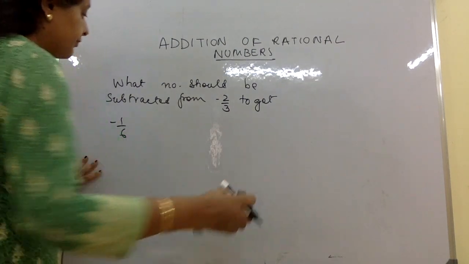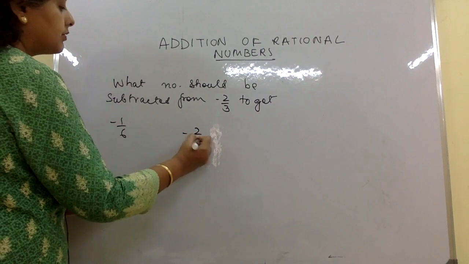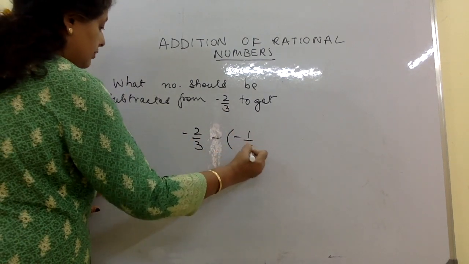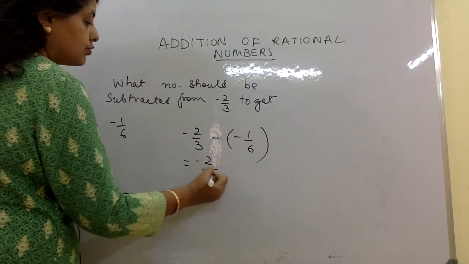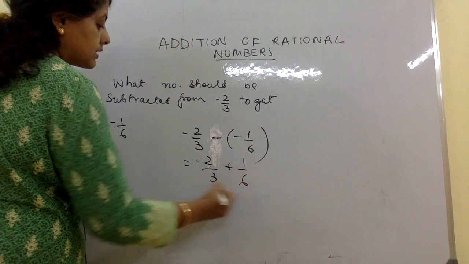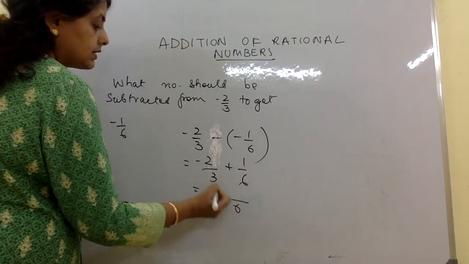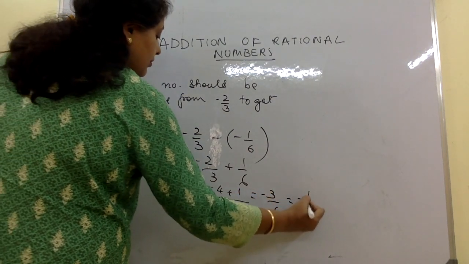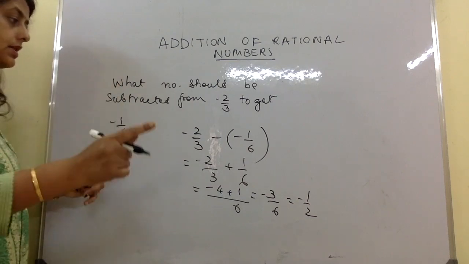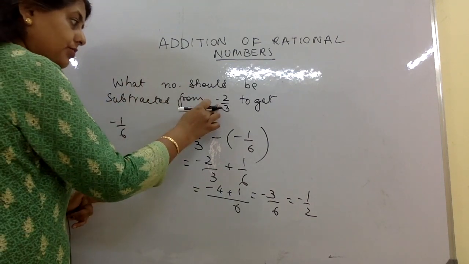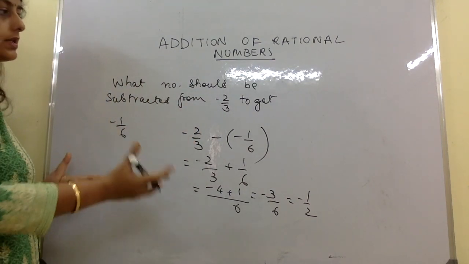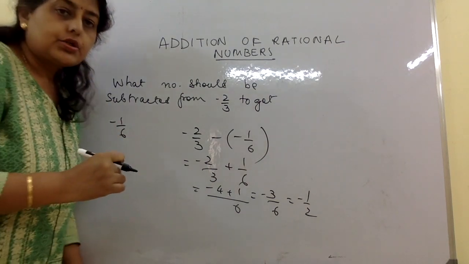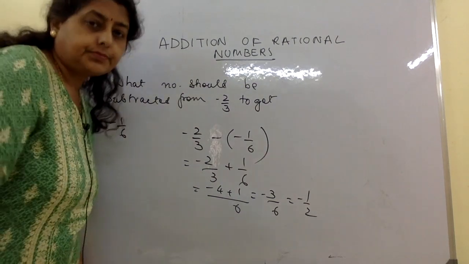So here from minus 2 by 3 I will subtract minus 1 by 6. Minus 2 by 3 plus 1 by 6. LCM is 6. This is minus 4 plus 1. Minus 3 by 6, minus half. So minus half should be subtracted from this in order to get this. That is the sum.